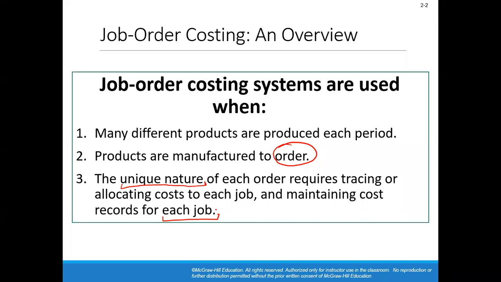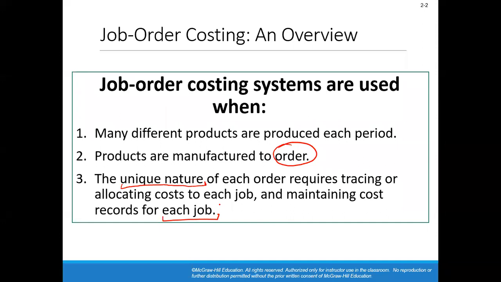And it is also an application of absorption costing. The idea is that all the manufacturing cost of the manufacturing process will be assigned to the products to absorb the manufacturing cost.